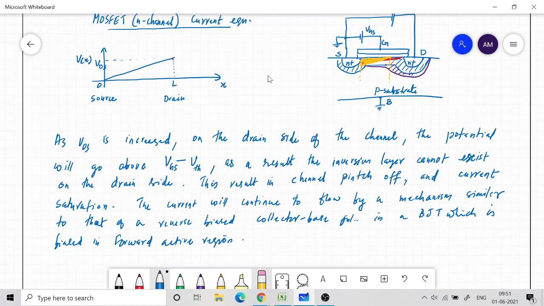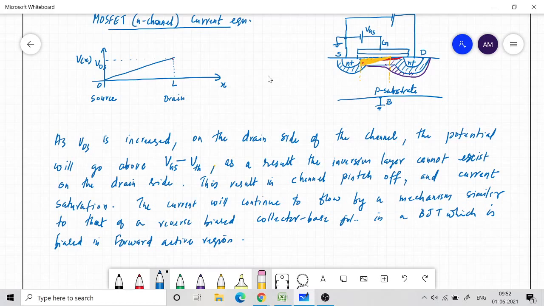Okay, so the current mechanism is similar to that of a BJT in the collector base junction. Even though it is a reverse biased region, in an ordinary diode, when you reverse bias, current doesn't flow. But in a BJT, in the collector base junction which is reverse biased, current flows through it, because a lot of carriers are reaching from the base, which will be swept away by the electric field present in the region. Same is the mechanism here.